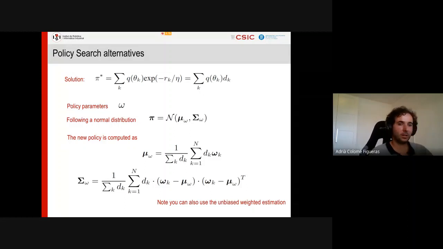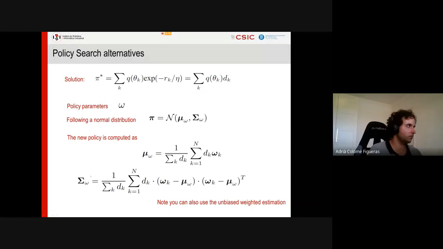And we have around 20 kernels per degree of freedom. So this adds up to 120 parameters. The thing is, imagine we want to do a policy update after 20 samples.